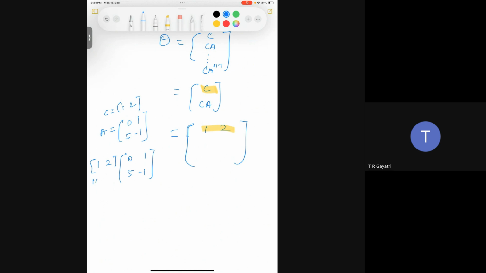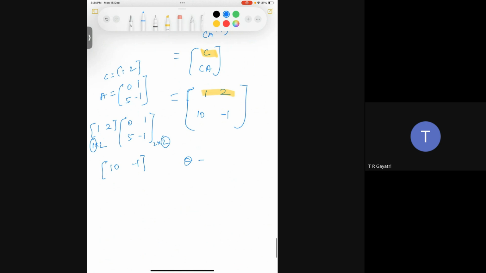This is 1 cross 2 times 2 cross 2, so you will get a 1 cross 2 product. 0 plus 10, 1 minus 2. So it will be 10 and minus 1. Now your observability matrix is 1, 2, 10, minus 1.